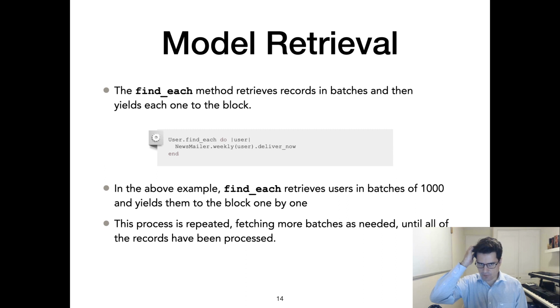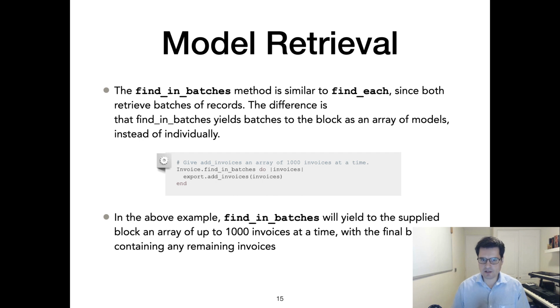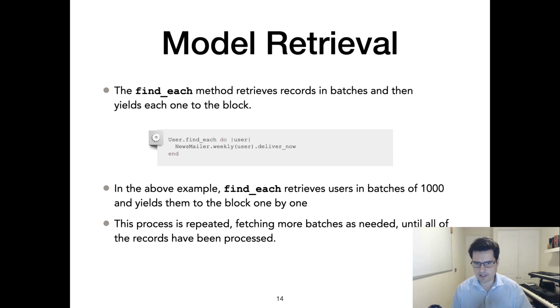So that's way more memory efficient than retrieving the entire table and putting the entire table in memory and then iterating over the records in memory. Then you got the finding batches. I'll go back for a second. Here with find each, you see that it will retrieve users in batches of thousands and yield them to the block one by one. Okay, one by one.